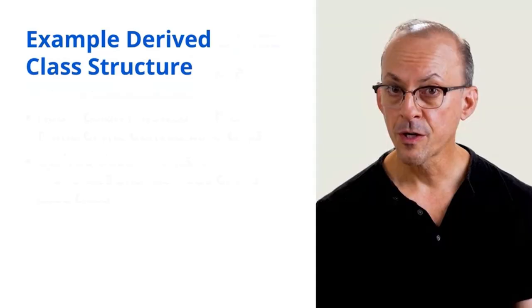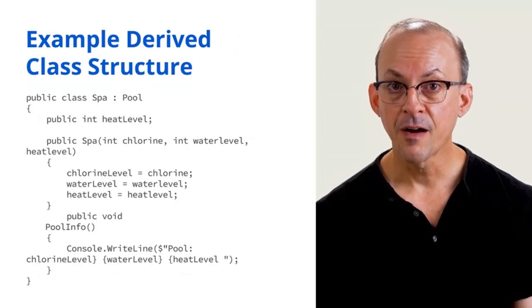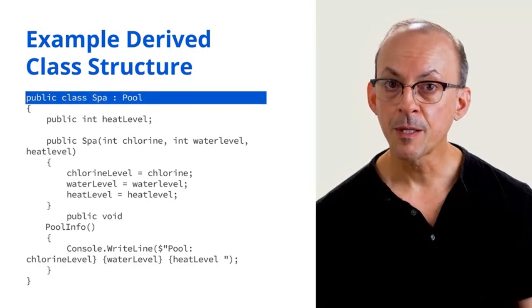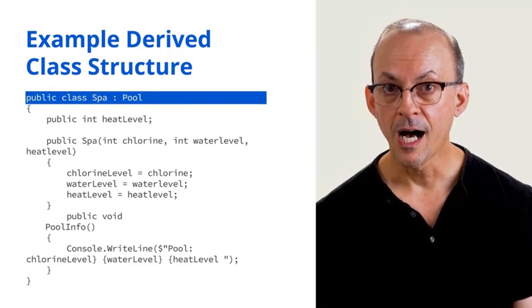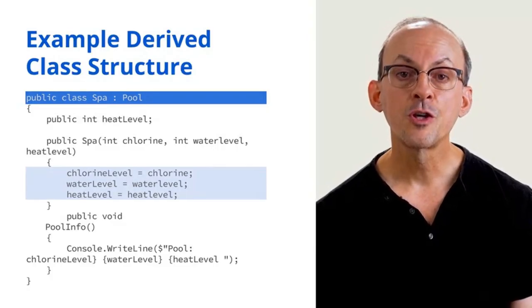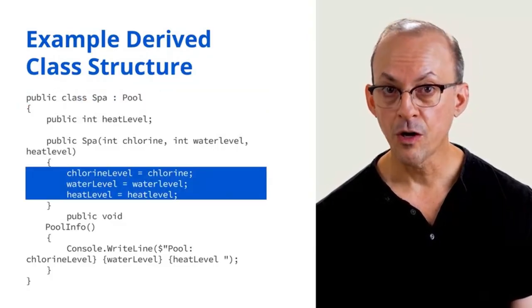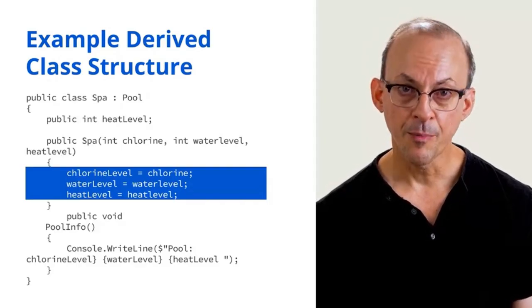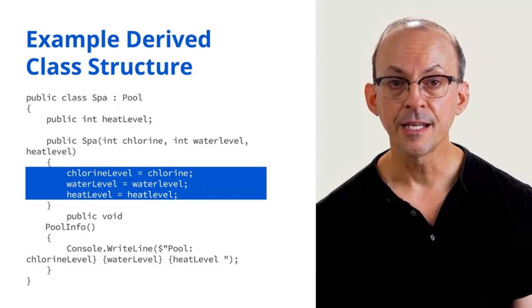For example, a developer can create a derived class for a spa from the pool base class. They declare the derived class with the public modifier and name of the class spa, which is derived from the pool base class. The derived class has the chlorine level and water level properties that the base class has, but the developer decides to add a new property called heat level since spas are heated.